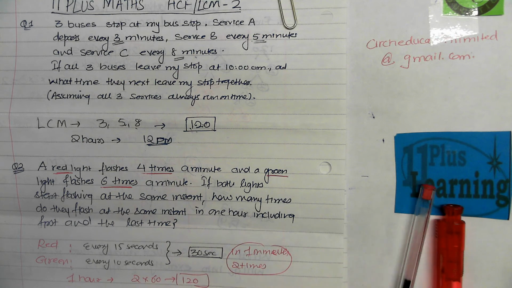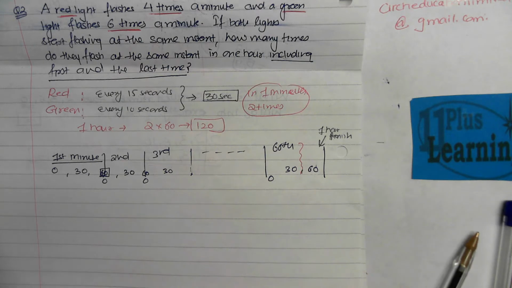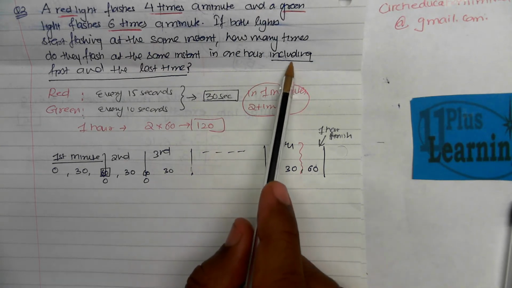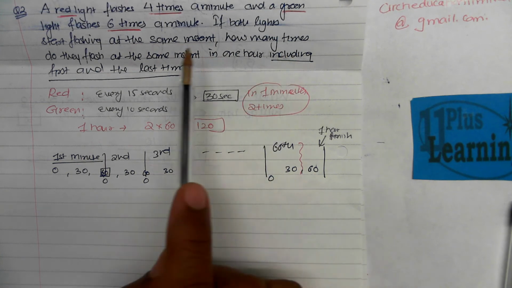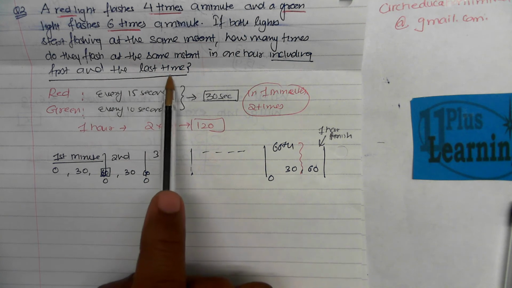But then comes the important part. I would expect you to just have a look and tell me what's the important bit in here. The important part I was referring to comes from this line: how many times do they flash at the same instant in 1 hour, including the first and the last?